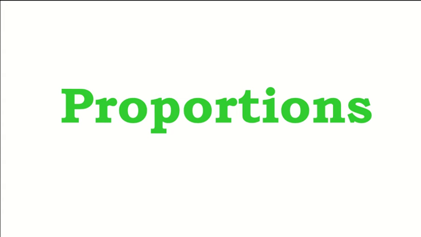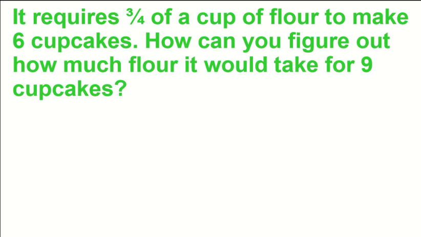What we're working with today still uses rates and ratios and stuff, but we're going to do them in what's called a proportion. So basically, if we have a problem like this, it says it requires 3/4 of a cup of flour to make 6 cupcakes. How could we figure out how much flour it would take to make 9 cupcakes? Anybody got an idea?